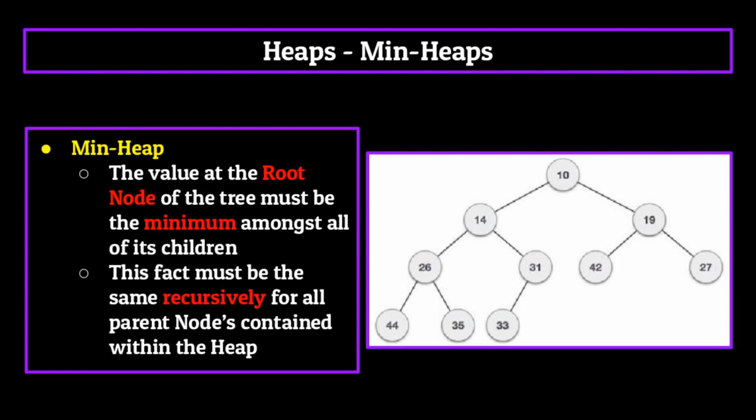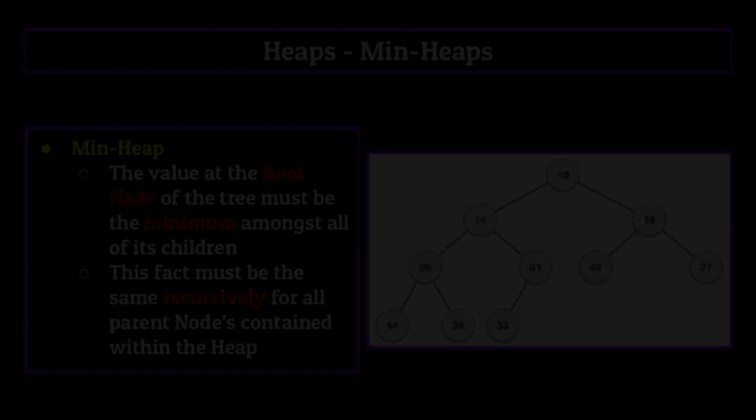As you can see from our example on the screen now, 10 is the root node and also the minimum value in the tree. In addition to this fact, if we pick any parent node on the tree and look at its children and their children and so on, the parent node will have the lowest value of them all. Take 14 for example. Its value is less than 26, 31, 44, 35, and 33. This must be the case for every single subtree which is contained within the heap.